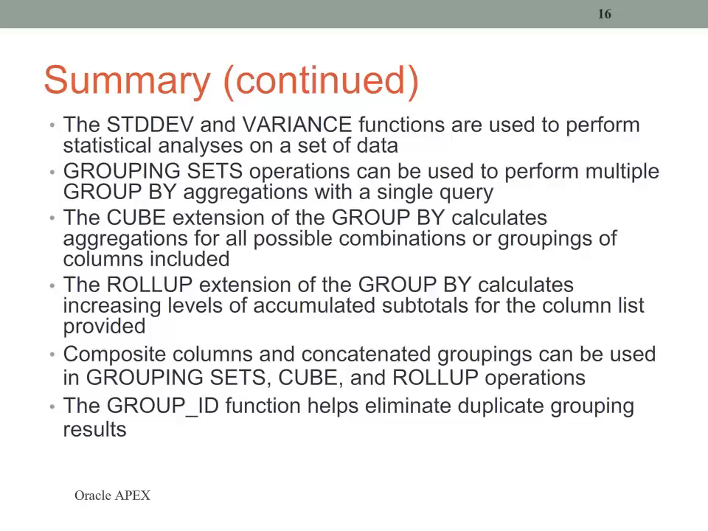The cube extension of the group by calculates aggregations for all possible combinations or groups of columns included. Remember, there was no fruit in the rollup extension of the group by, which calculates increasing levels of accumulated subtotals for the column list provided.